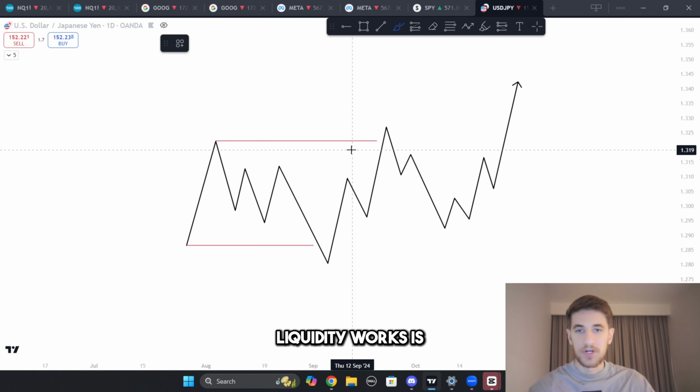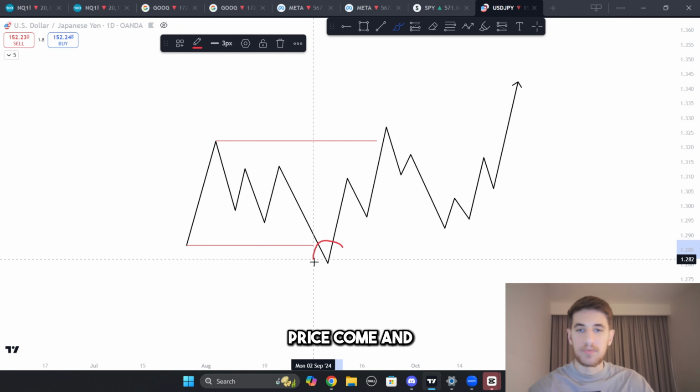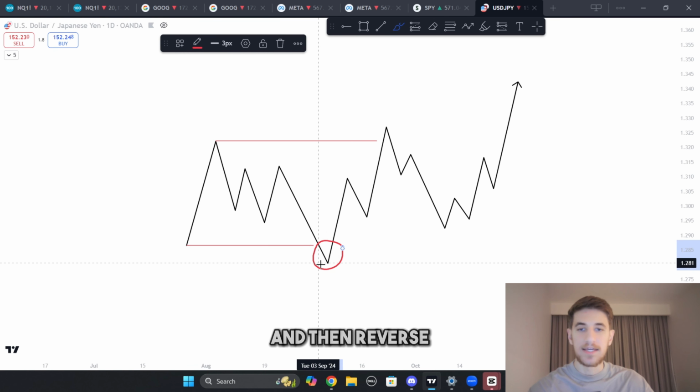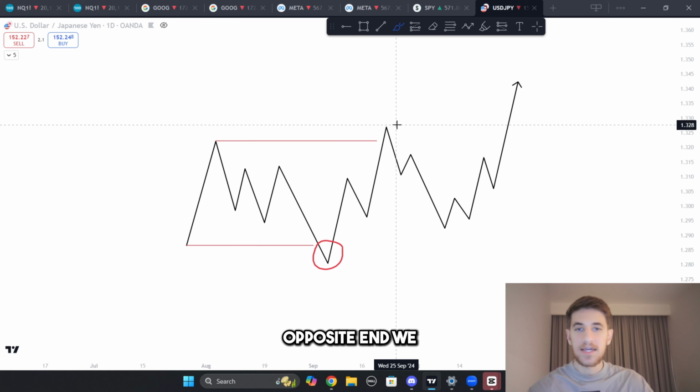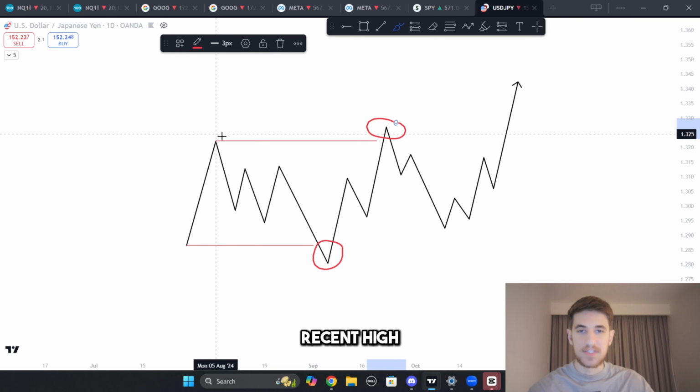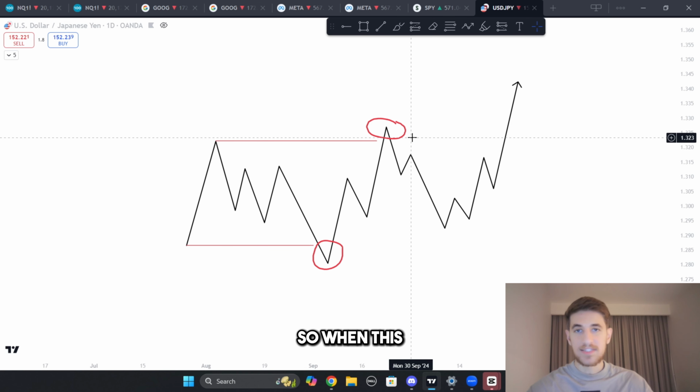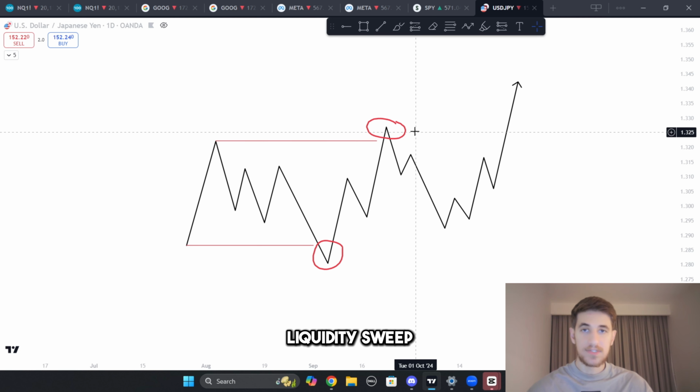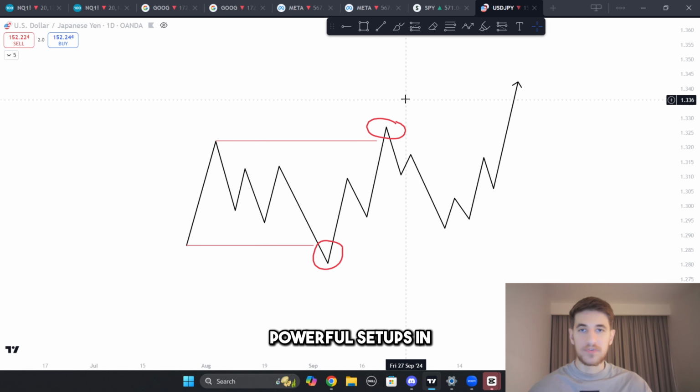So the way liquidity works is we want to see price come and break below a previous low and then reverse right back up. And on the opposite end, we want to see price break above a recent high and then reverse right back down. When this happens, this is known as a liquidity sweep, and this is when we will see the most powerful setups in the market.